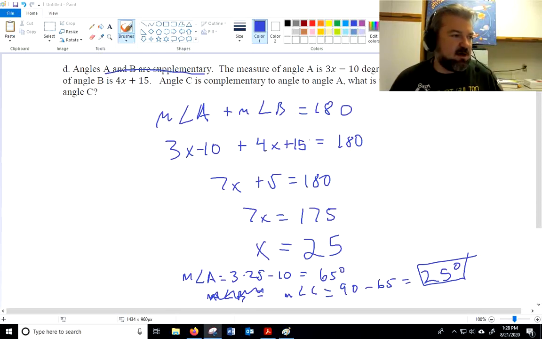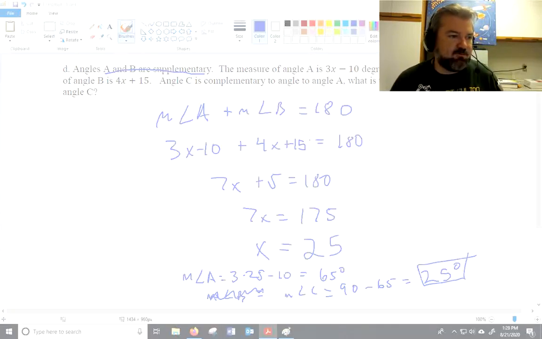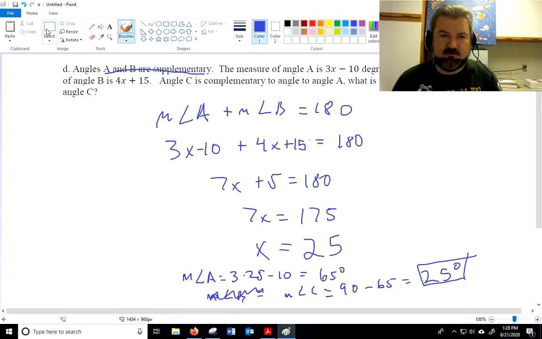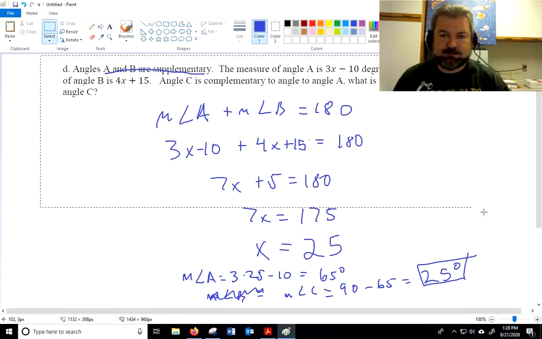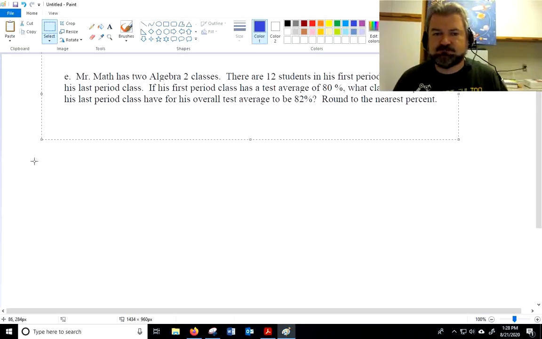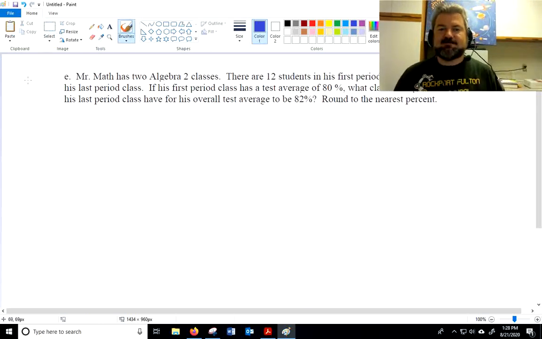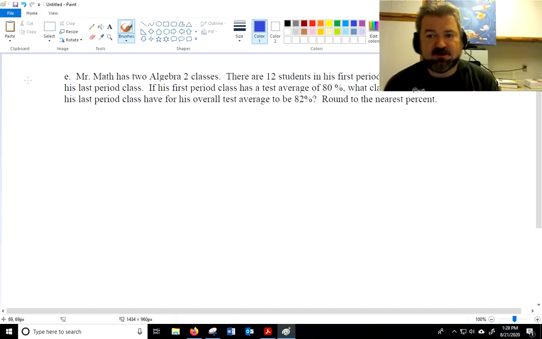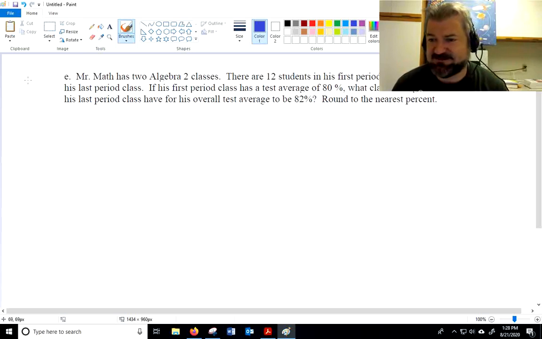Okay, we have one more word problem to go. Mr. Math has two algebra 2 classes. There are 12 students in his first period class and 14 in his last period class. If his first period class has a test average of 80%, what class average must his last period class have for his overall test average to be 82? Round to the nearest percent.